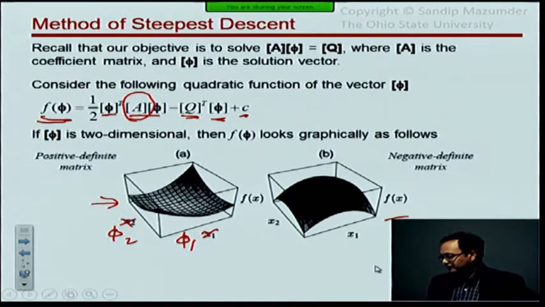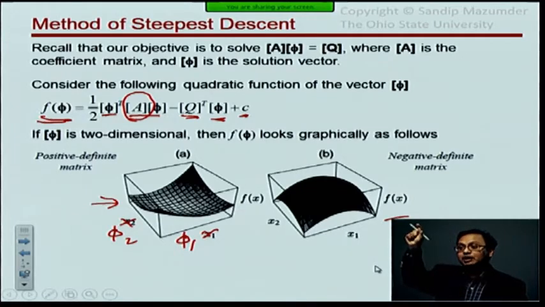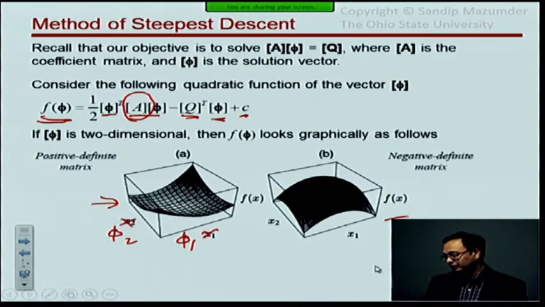But in hyperdimensions, of course, it's difficult to plot. But the same idea holds, that if it's a positive definite matrix A, then you will have one unique minima of that function. If it is a negative definite, then you will have a maxima of that function. Or the other way around, sorry, maxima and minima. So therefore what we can say is we can try to determine the minima and maxima of that function by using an optimization procedure. Now how do we do that?